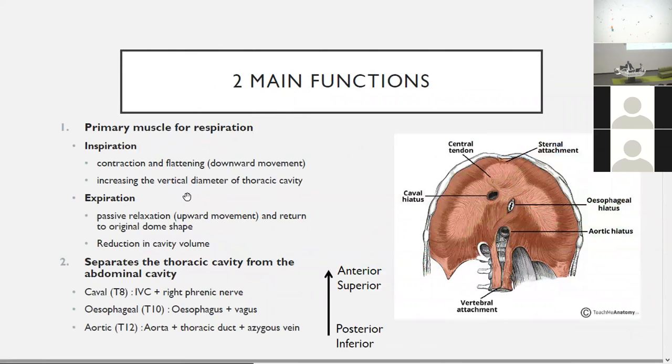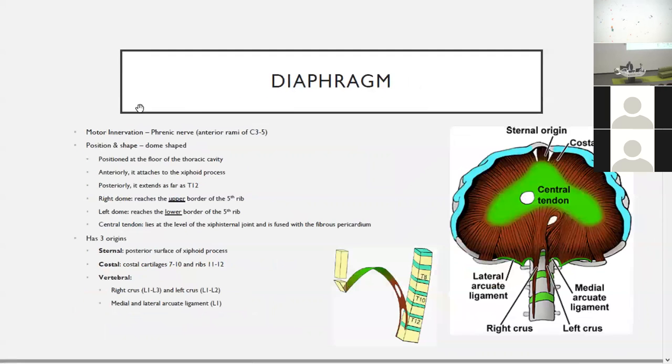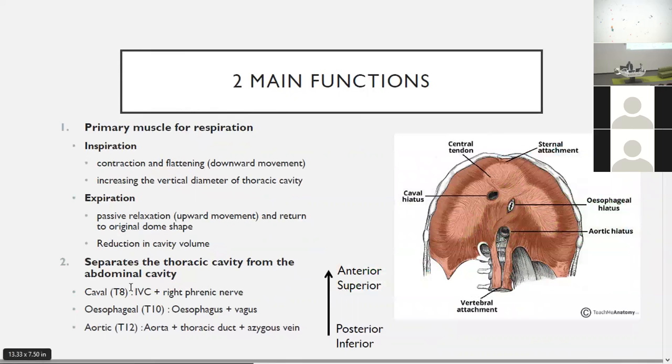It's your key muscle for respiration. So when your diaphragm contracts, that's during inspiration. So it contracts and flattens. And then expiration, as you probably know, is a passive movement. So the diaphragm just relaxes and moves up. It's innervated by the phrenic nerve, so C3 to 5. So that's the motor innervation. And it also separates your thoracic cavity from your abdominal cavity.